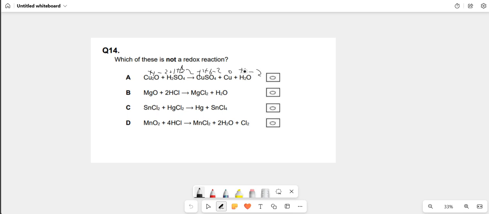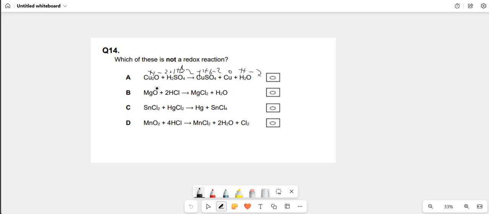So did anything change here? Which of these is not a redox? Well, Cu got oxidized and reduced. So this is actually disproportionation, which counts as a redox reaction. Cu got oxidized to +2 from +1, and then it also got reduced to 0 on the right-hand side, from +1 to 0. So therefore A is a redox reaction.